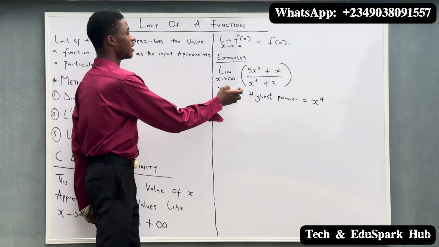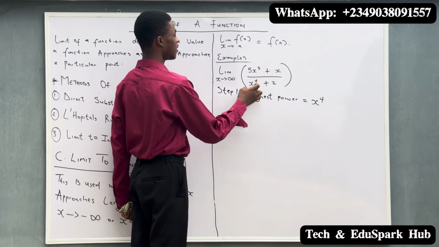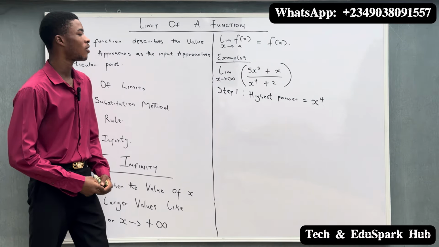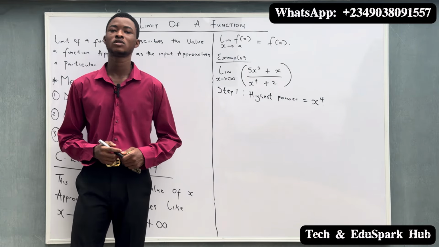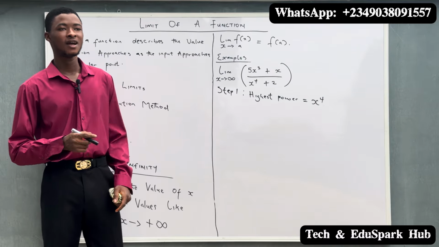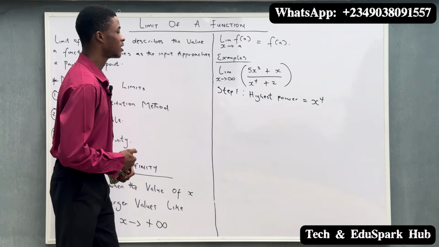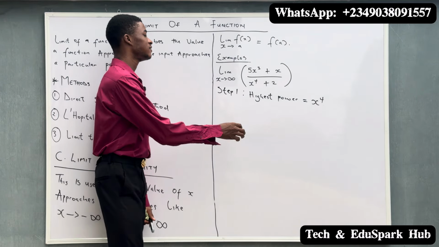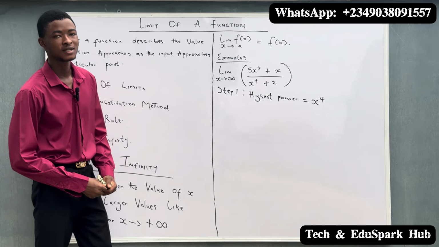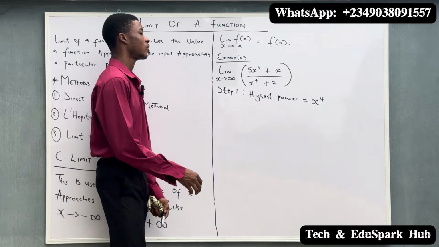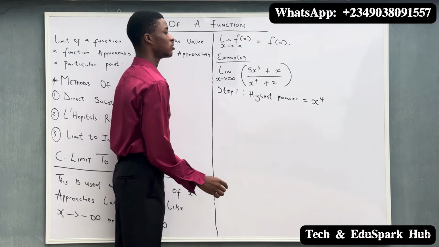You can see we have x raised to power 3, we have x, and we have x raised to power 4. So the highest power is what? x raised to power 4. So that is the first step whenever you want to solve any question under the limit to infinity. And remember what I said when we were solving our first example. I said that if the denominator has the highest power, definitely you are going to get 0 in your answer.